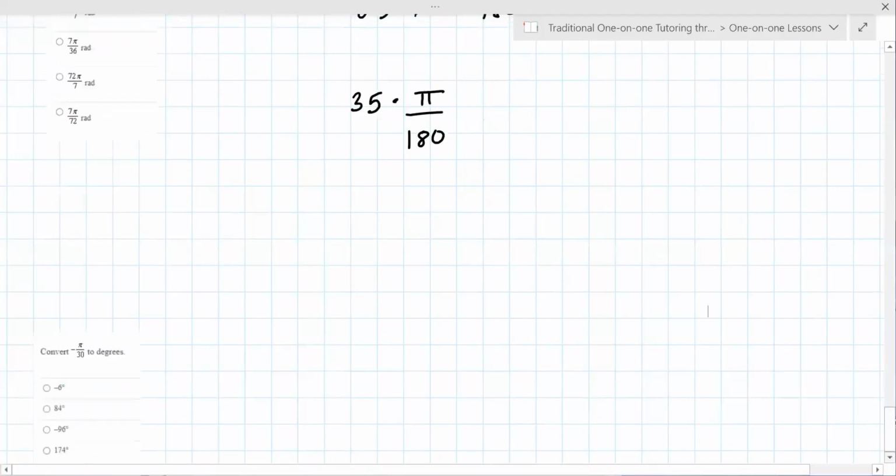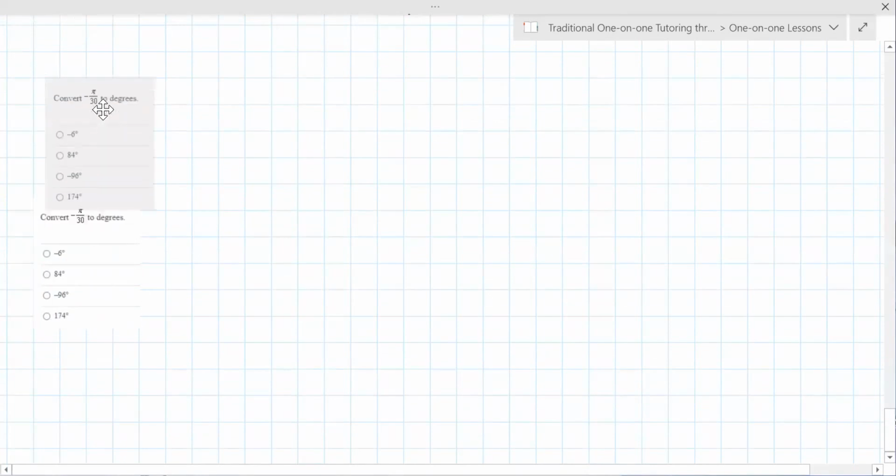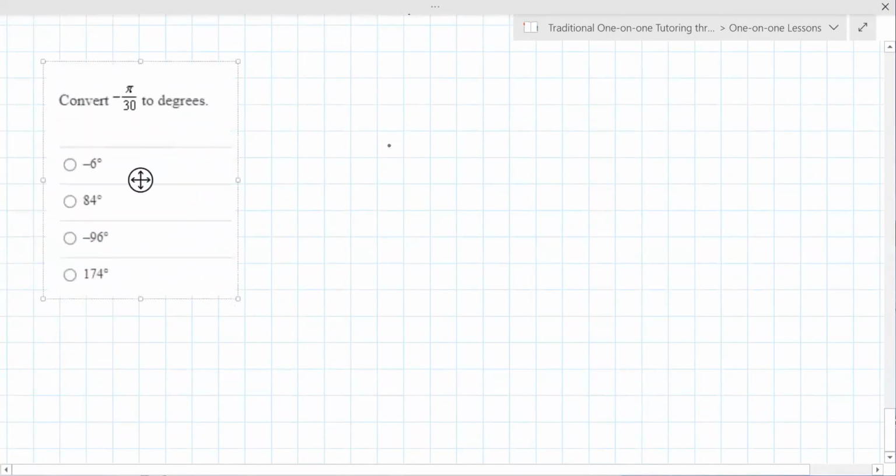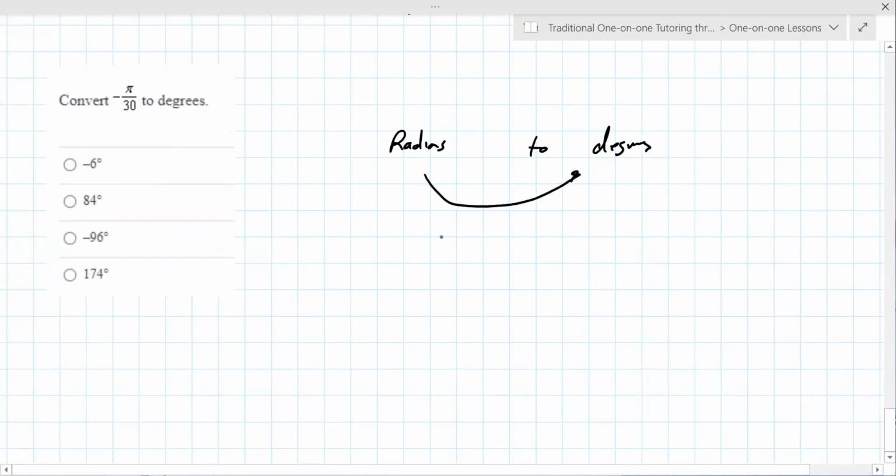Scientific. So when you're going the other direction, and this is really the key thing to take down in the notes, when you're going from radians to degrees, when you're going the other way, you multiply by 180 divided by pi. So this means you take minus pi over 30 and you multiply by 180 over pi.